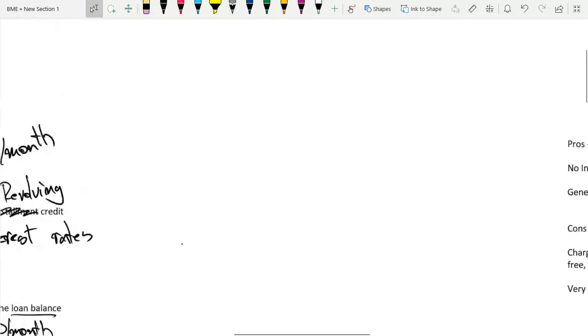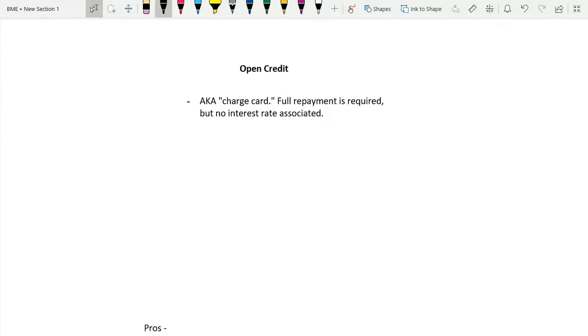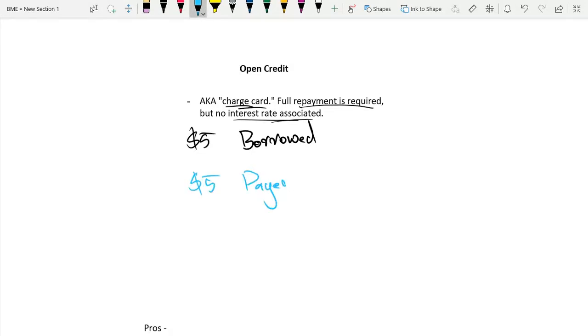Now we're going to go on to open credit. The open credit is also known as a charge card. Full repayment is required, but no interest rate associated. Think of this as like borrowing money from a friend. You borrow $5 for lunch. Let me just write $5 borrowed. And then the next day you pay back $5. Then $5 paid back. And you do this in a timely manner. It's not like you pay him back in 3 years, right? And it's not like your friend's going to be like, I want interest on this, right? So it's basically like that.